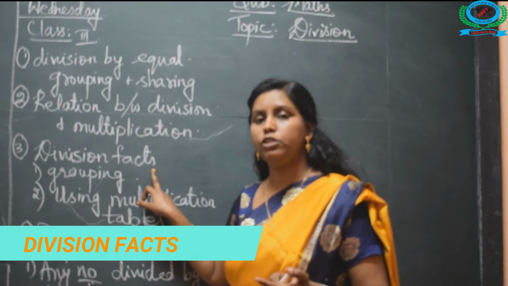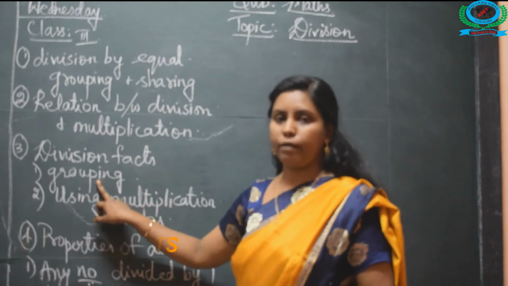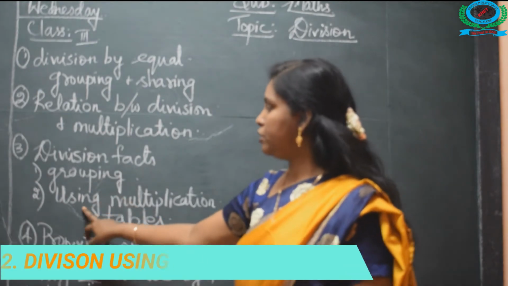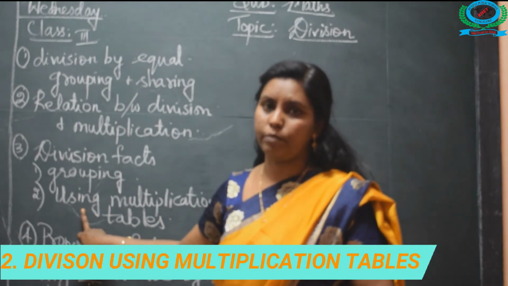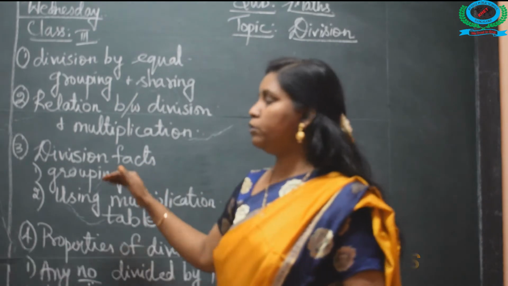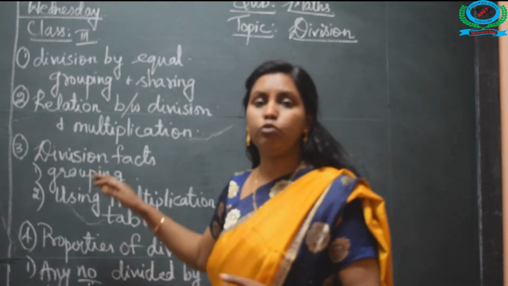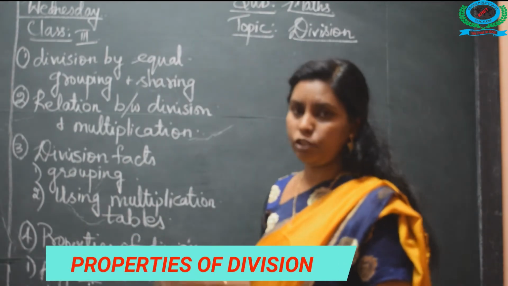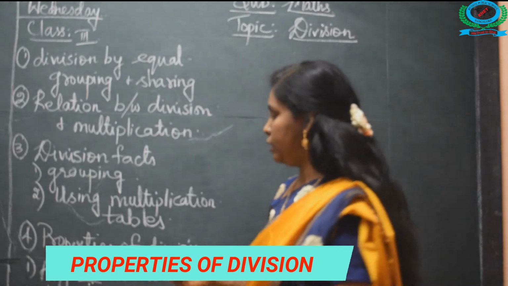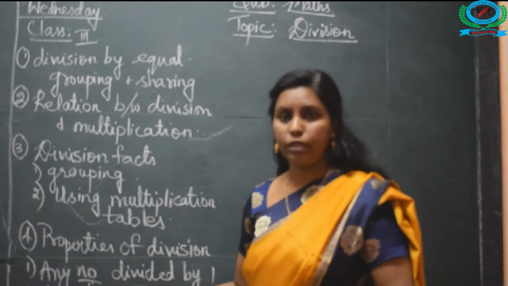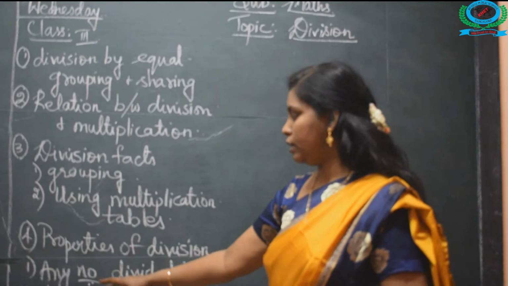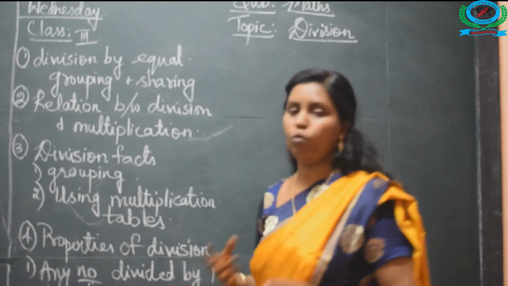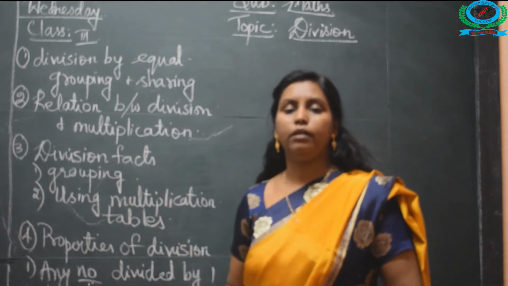Third one is the division facts. What are the facts in division? The first one is equal sharing or grouping division, and division using multiplication tables. By these two facts you can do the division. And the fourth subunit is properties of division. There are namely two types of properties of division. First one, a number divided by 1. What happens if any number is divided by itself? So all these units we will be learning today.